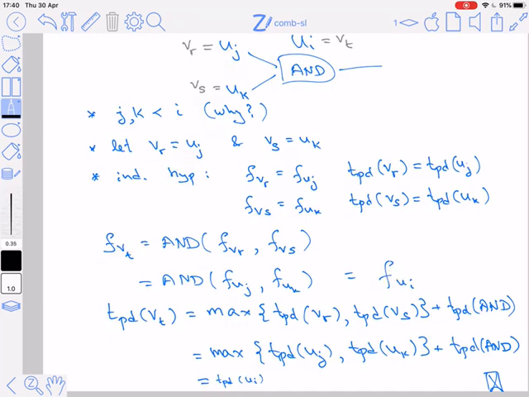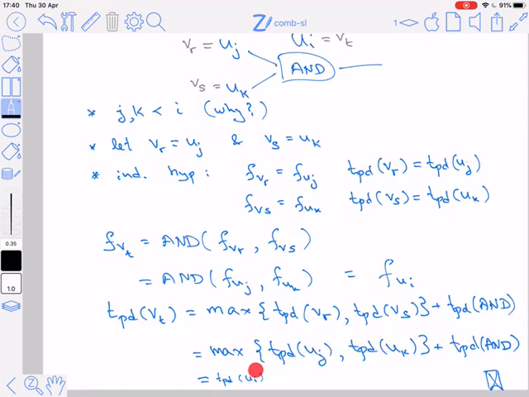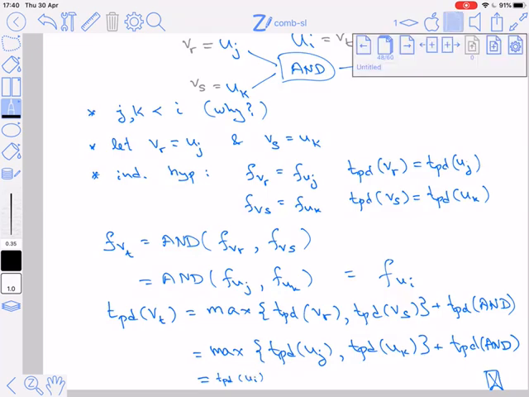What about the propagation delay? The propagation delay of vt is set to the maximum between the propagation delays of the two vertices that feed it, plus the local propagation delay of the AND. Now, by the induction hypothesis, this equals this, and this equals this, and this is exactly the propagation delay which is computed by the simulation algorithm for ui. So this completes the proof.